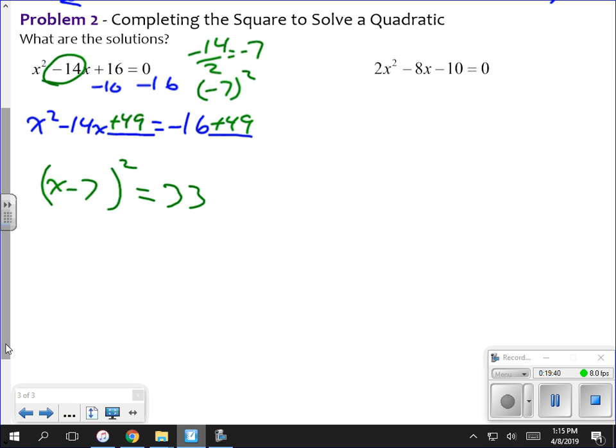Square root both sides. The square root of (x minus 7) squared is x minus 7. The square and the square root undo each other. That's why we did the square rooting. Equals... I can't take the square root of negative 33, so that's just plus or minus square root of 33.